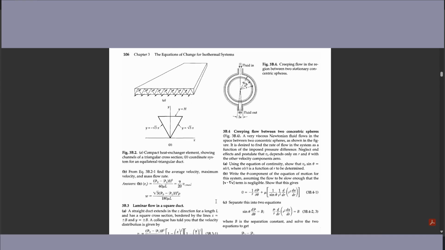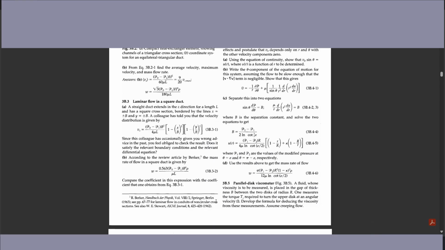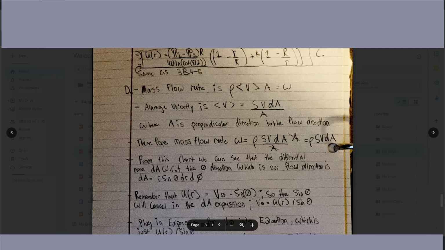So now use the results above to get the mass flow rate. Oh yeah, so epsilon. Okay, never mind, keep going. Use the results above to get the mass flow rate. So basically, this is just an integration type thing. It's just going to be somewhat annoying, but not too bad.